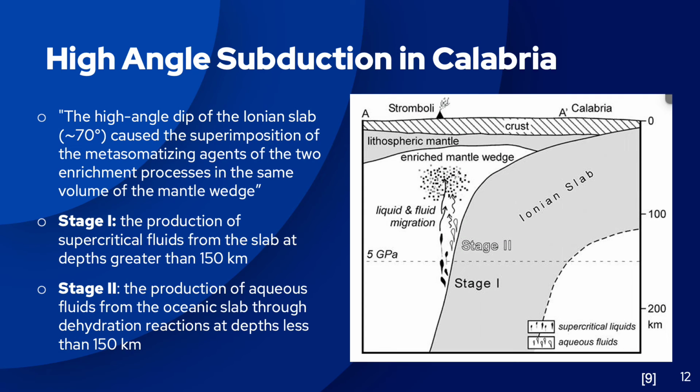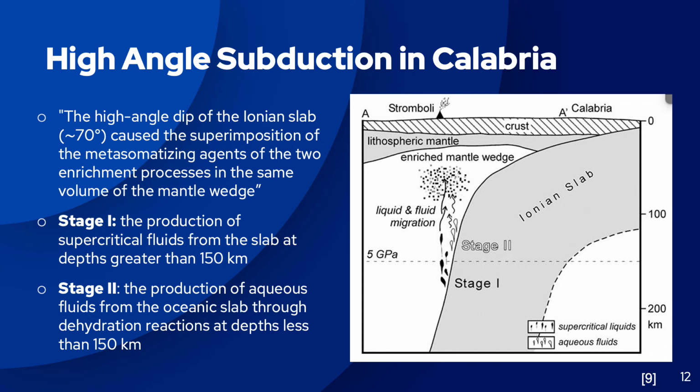Moving on from flat slab subduction, we will now be taking a look at high-angle subduction. Associated with high-angle subduction are UHP facies, which in this case is eclogite, and importantly the mineral coesite. The Stromboli volcano in this case is a result of the high subduction angle of around 70 degrees and is unique in that it has highly variable geochemical diversity of its magmas.